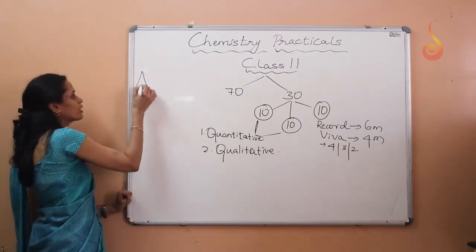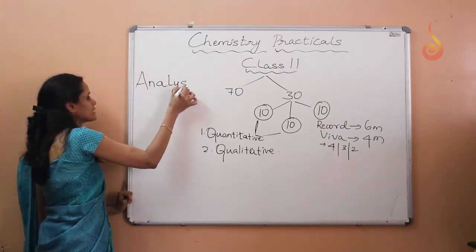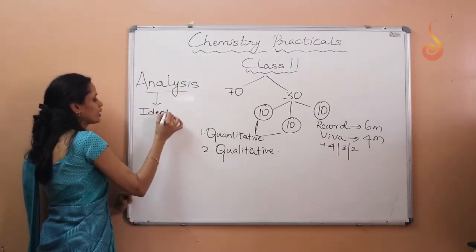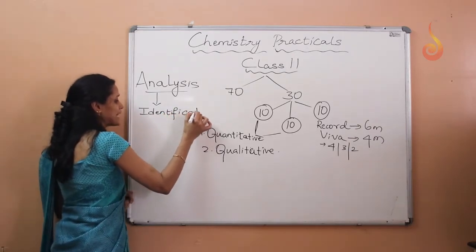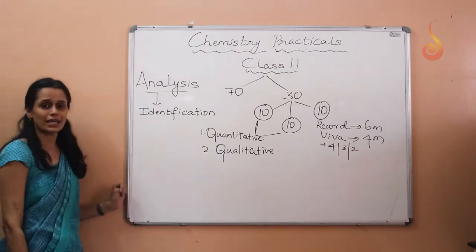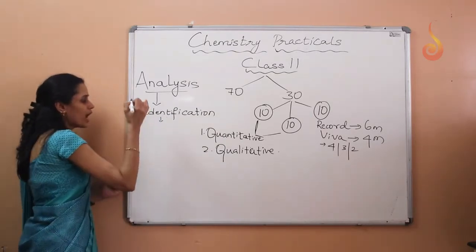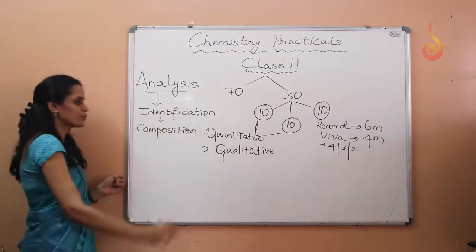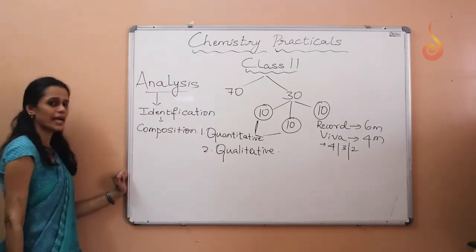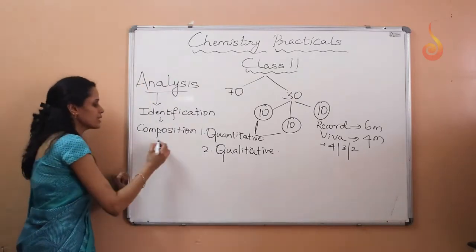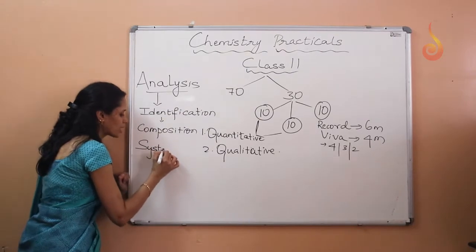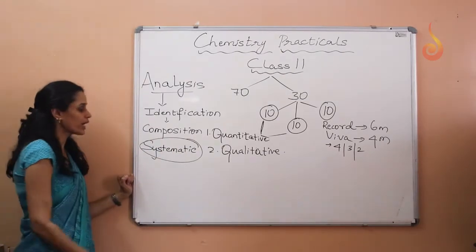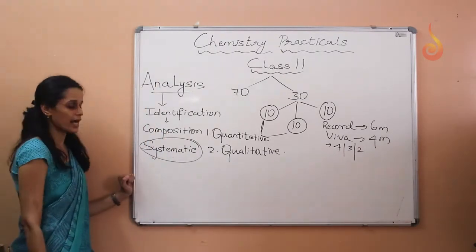So let us start with what we mean by analysis. In a simple manner, analysis means identification. That's it. It may be anything, but we are dealing with chemistry, so we always identify the composition of the compound. That is what analysis is. But to do analysis, we have a systematic procedure. That is why we always say systematic analysis.